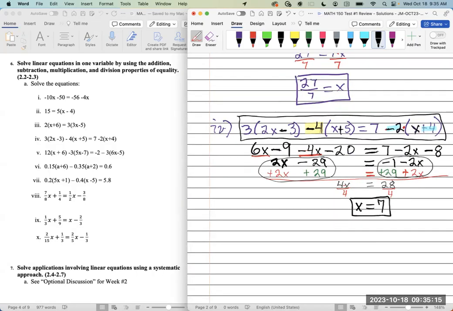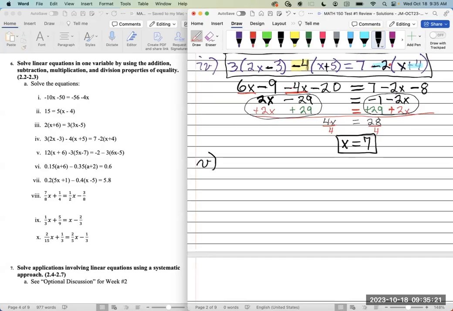I'll do one more of these long ones. Yes, there will be long, challenging problems like this on the test. If you're hoping there won't be, you'll be disappointed because you will get to see something like this on test number 1. 12 times the quantity x plus 6 minus 3 times the quantity 5x minus 7 is the same thing as -2 minus 3 times the quantity 6x minus 5. I should clarify, there's a good chance you will see something like this on one of the versions of the test. I think these are excellent problems, and I think these should be on the test.